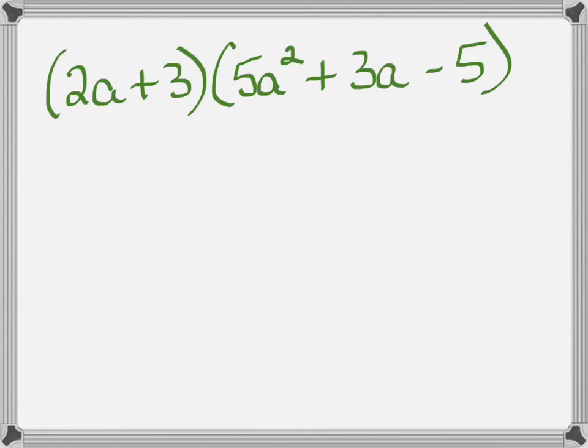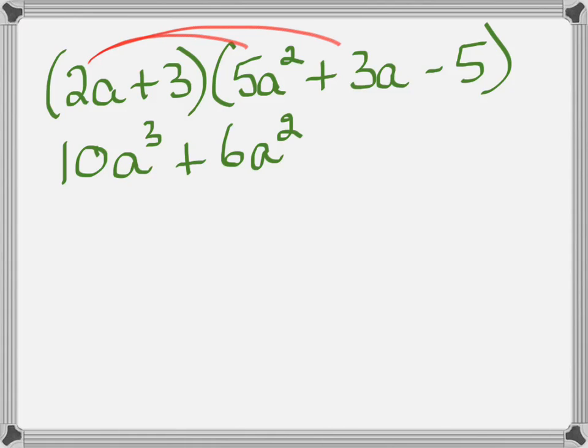This time we're going to multiply a binomial times a trinomial. It really isn't all that different. We're going to take the first term in the binomial, and then we're going to multiply it times the first term in the trinomial. 2a times 5a squared is 10a cubed. 2a times 3a is going to give me 6a squared. And then 2a times negative 5 is going to give me negative 10a.